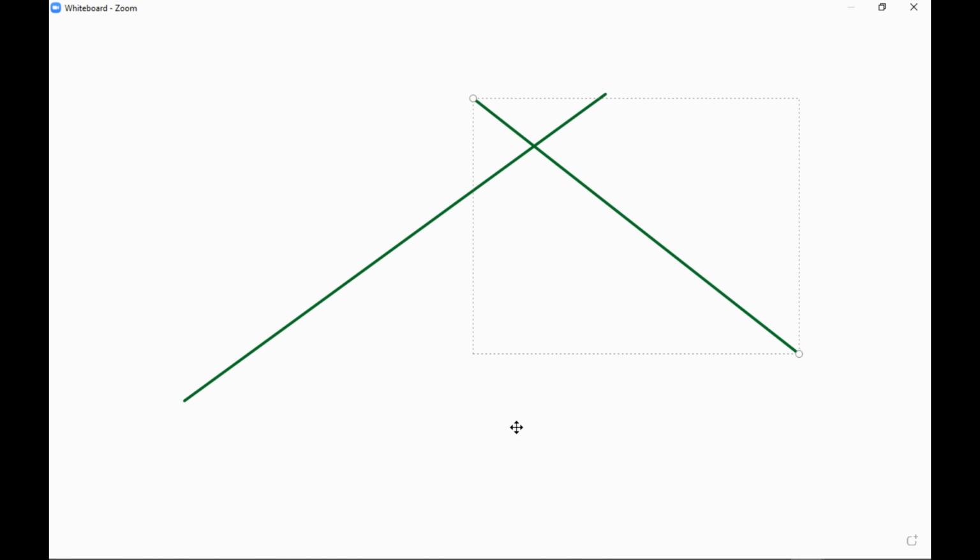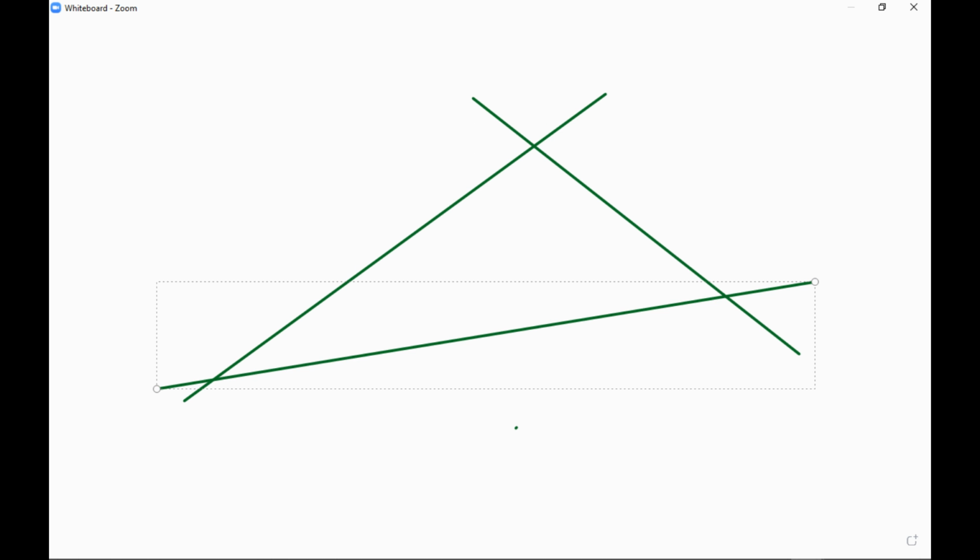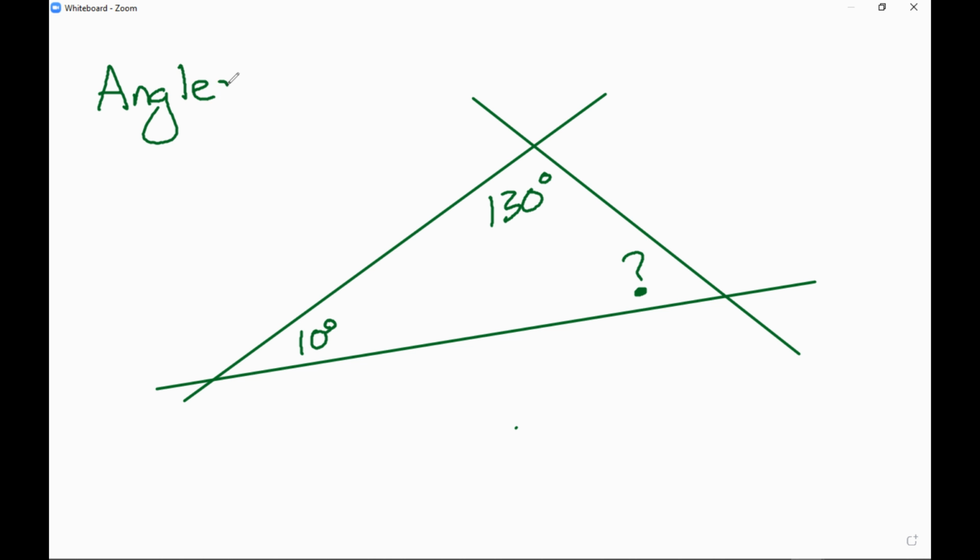All right, the three-sided shape. Everybody know what's a three-sided shape, right? What's this called? Triangle, right? So if this is 10 degrees and this is 130 degrees, what will the missing angle be? What do angles in a triangle equal? 180 degrees. Well done.